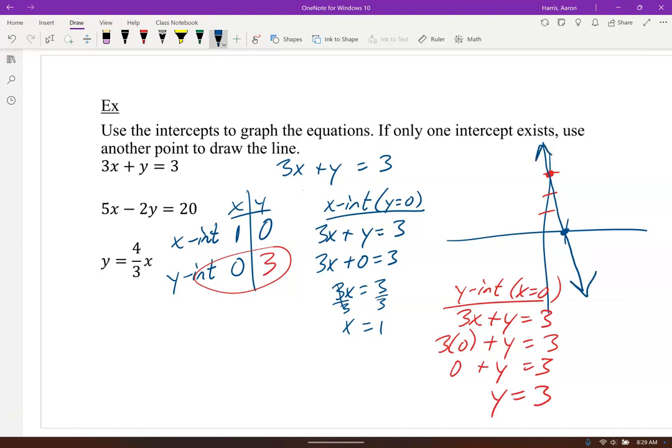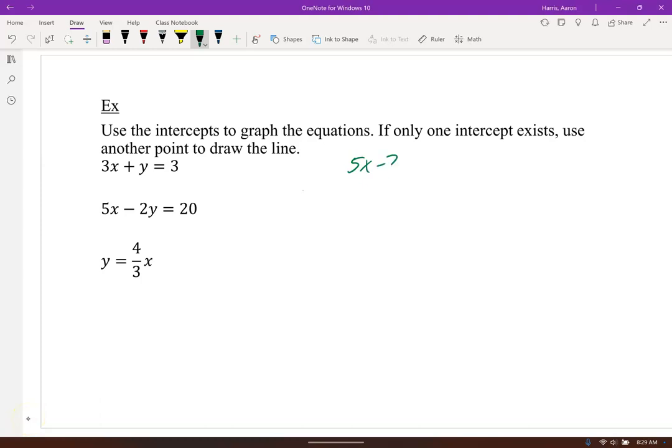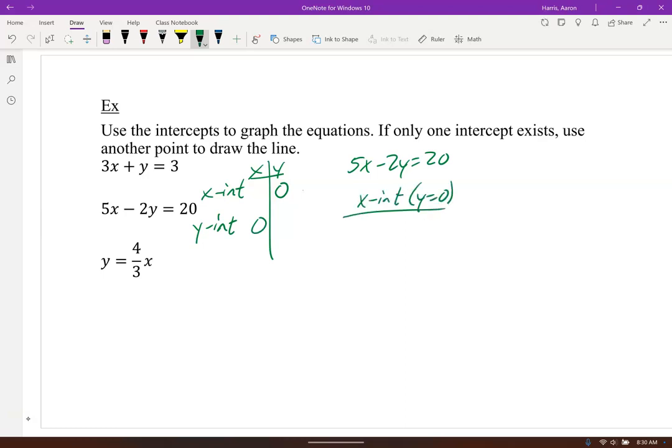Notice I have a negative slope there. So I have the points 1, 0 and 0, 3. You only need 2 points for a linear equation to draw the line. Let's do that next one here. Once again, to find our x-intercept, let y be 0. To find our y-intercept, let x be 0. So let's find our x-intercept first by letting y be 0 in the equation.